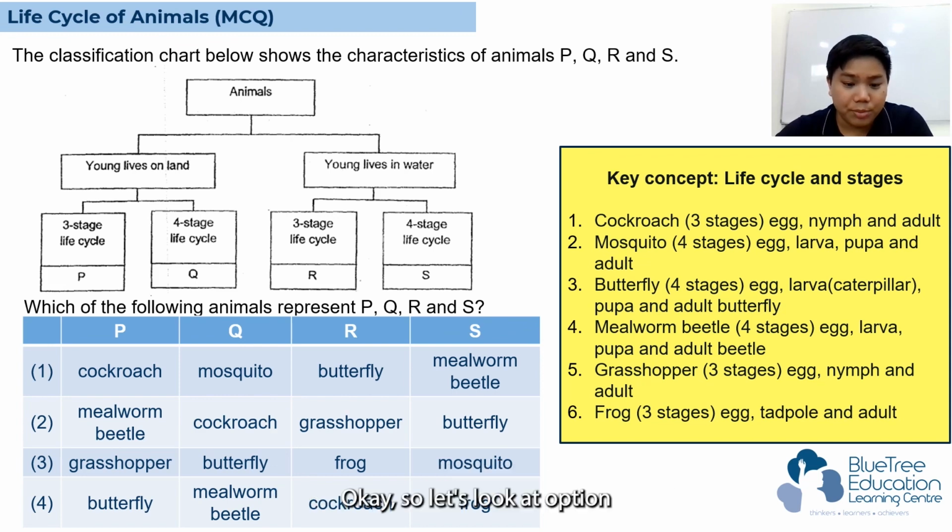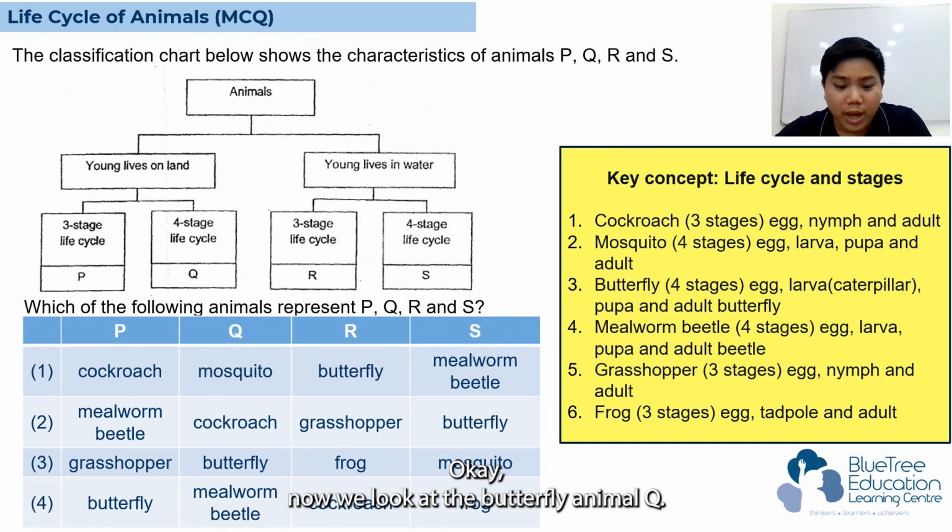Okay, so let's look at option 2. Mealworm, okay, has 4 stages. Okay, so P cannot be a mealworm. Okay, let's look at 3 then. Okay, so we have grasshopper. Okay, does it have 3 stages? Yes, grasshopper has 3 stages. Is it on land? Yes, it is on land.